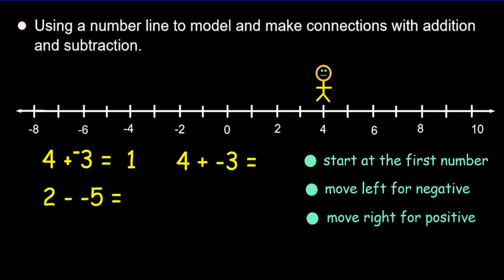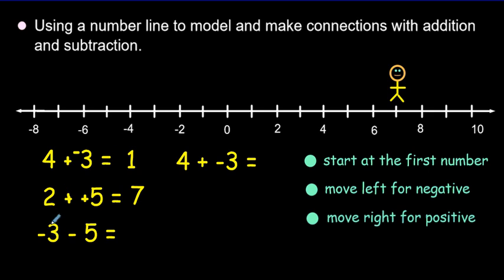So we have 2 minus -5. We would want to change this to an addition problem, so I'm going to keep change opposite. Opposite of -5 is +5. And now I can model it. Start at 2, and I'm going to add 5, so move to the right 5 units, and I end up at my answer, 7.